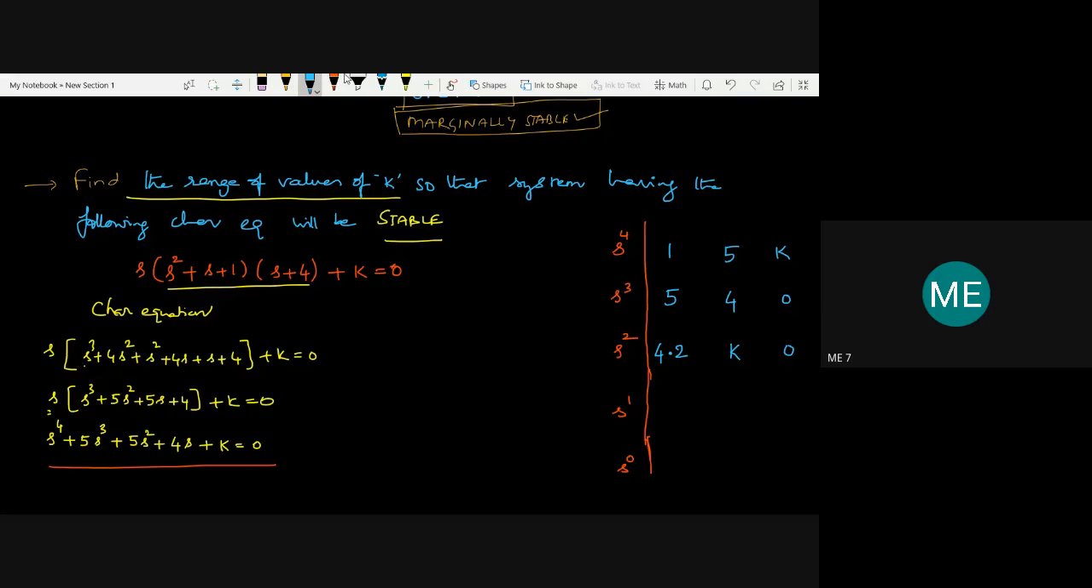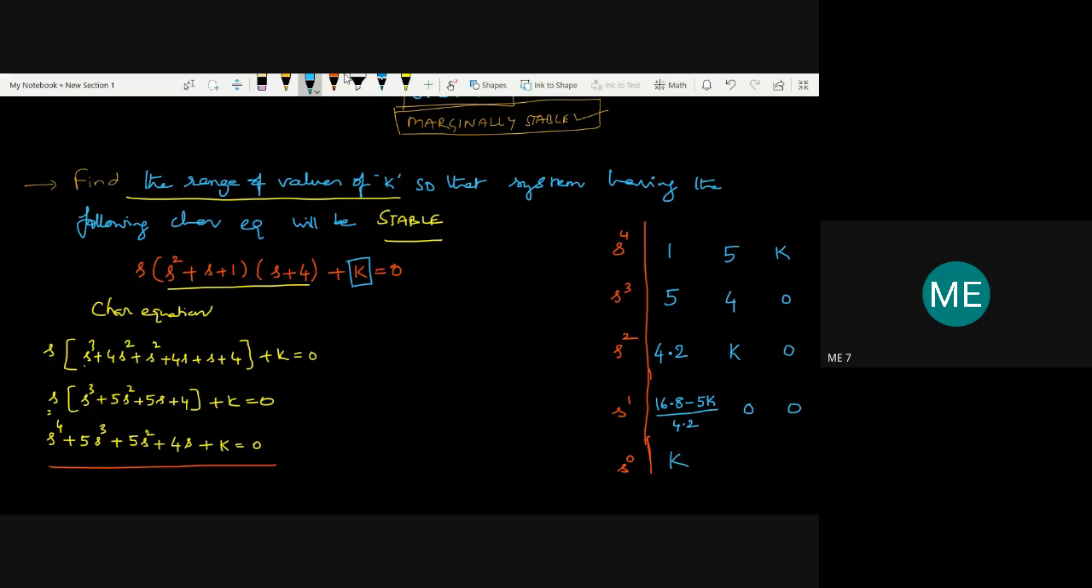Then the s to the power of 1 row: 4.2 into 4 is 16.8, minus 5k, divided by 4.2. The remaining will become zeros. Then s to the power of 0, the last coefficient. Generally when we calculate, k has to come. So this into this, 16.8 minus 5k over 4.2, into k minus 0, and 4.2 into 0 is 0. So only this into this divided by this, so the leftover is k only.